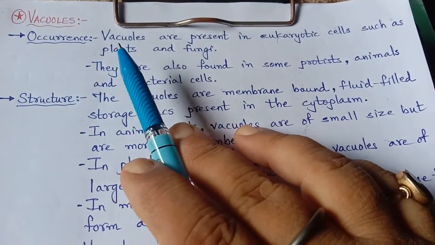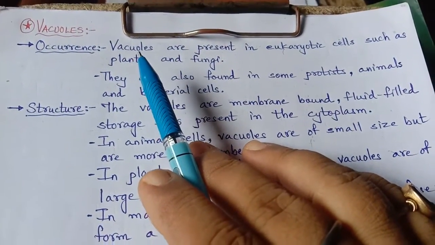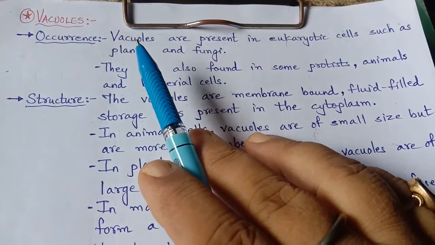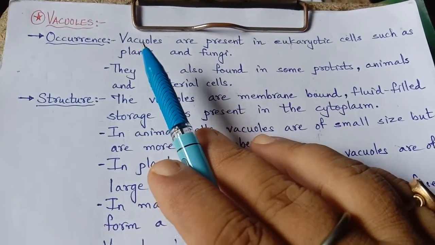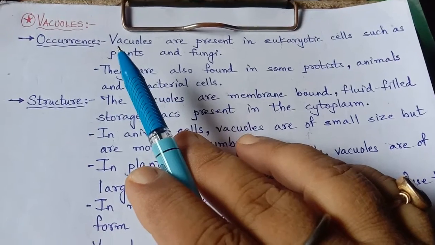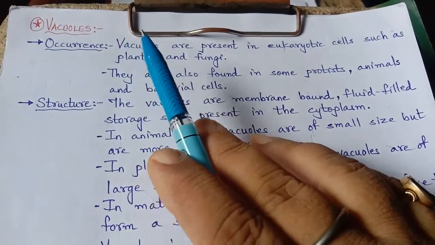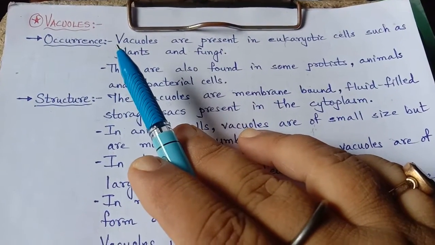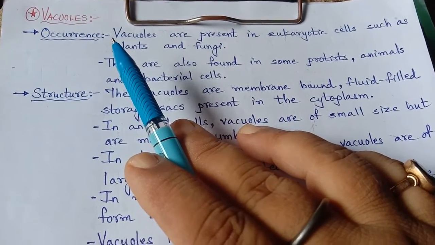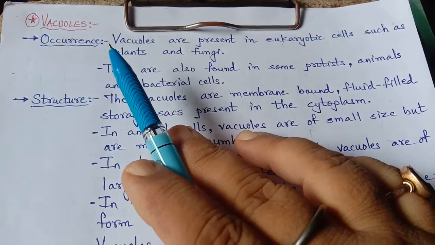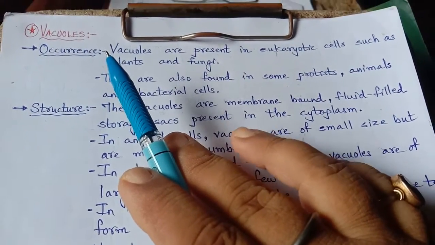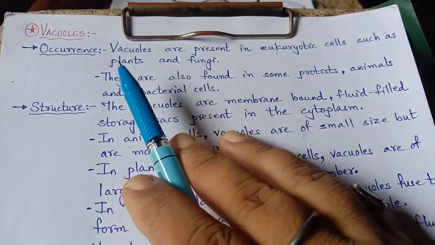Good morning, dear students. In the last video, we have seen about the plastids, types of plastids, and structure of chloroplast. Now, today we will see three more organelles: vacuoles, centrosomes, and peroxisomes. So, here is about vacuoles.